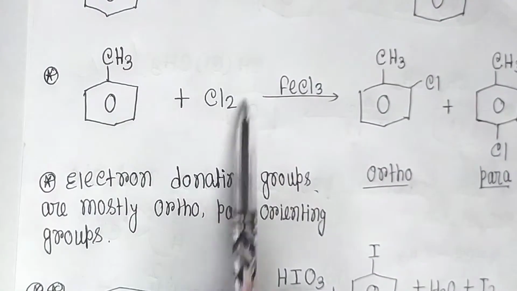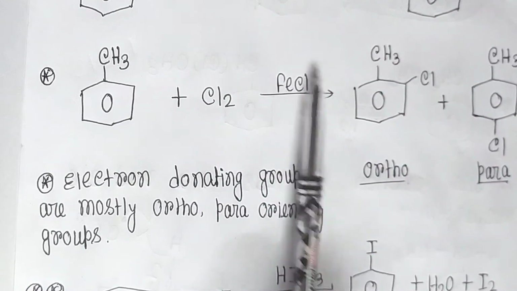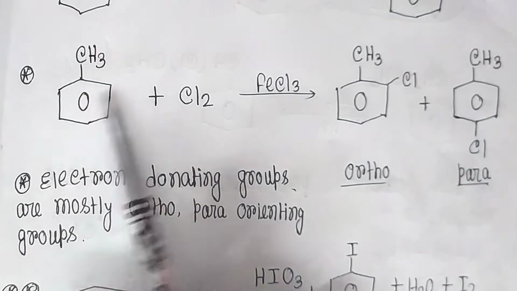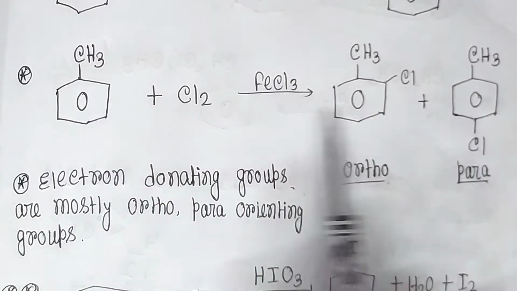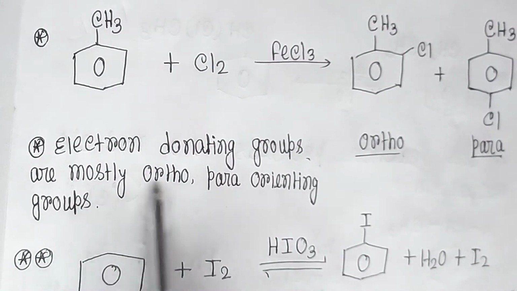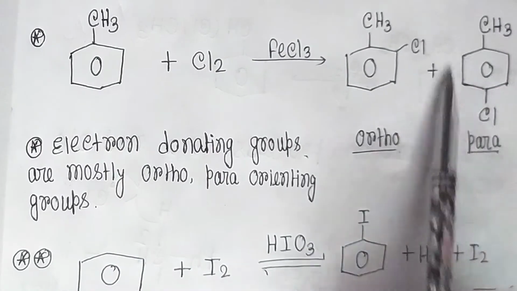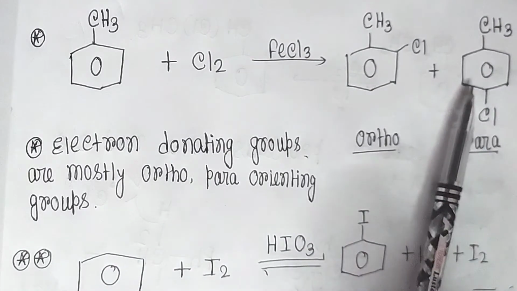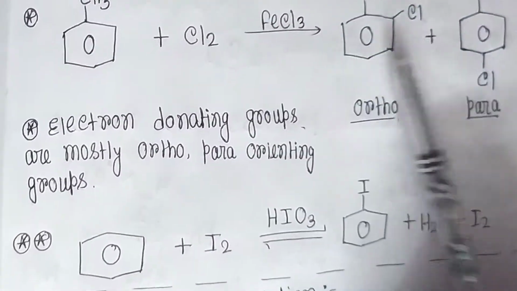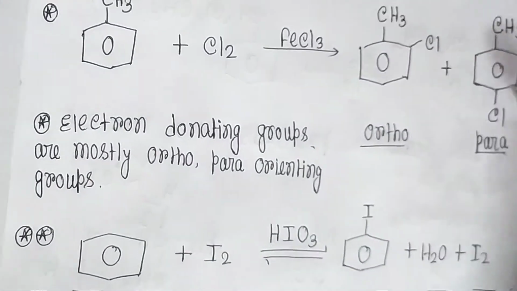Now think about this. If you use toluene and give chlorine in the presence of FeCl3, we would get an ortho product as well as a para product, because toluene has an electron donating group, so it is ortho para orienting. I have written that electron donating groups are mostly ortho para orienting groups. So we would get ortho and para. Definitely the para product is the major product. The boiling point, melting point and all physical properties are higher for the para product due to its symmetry.